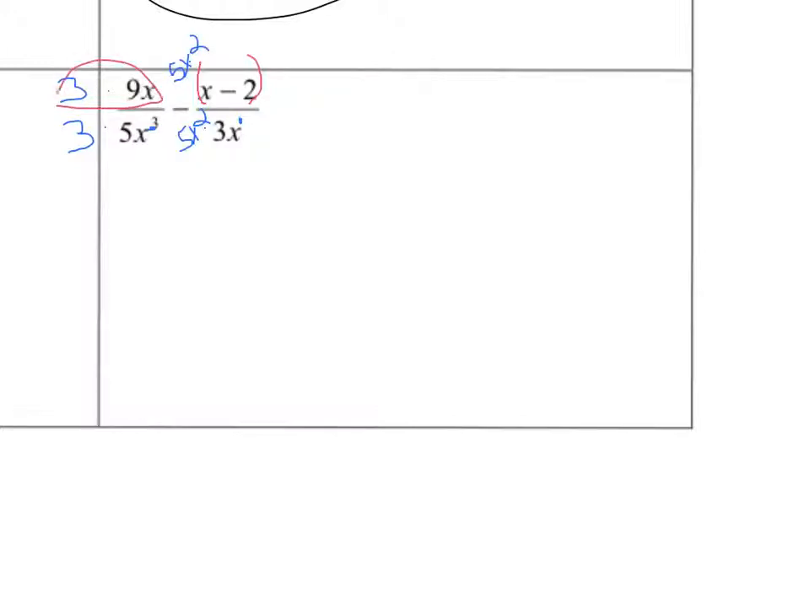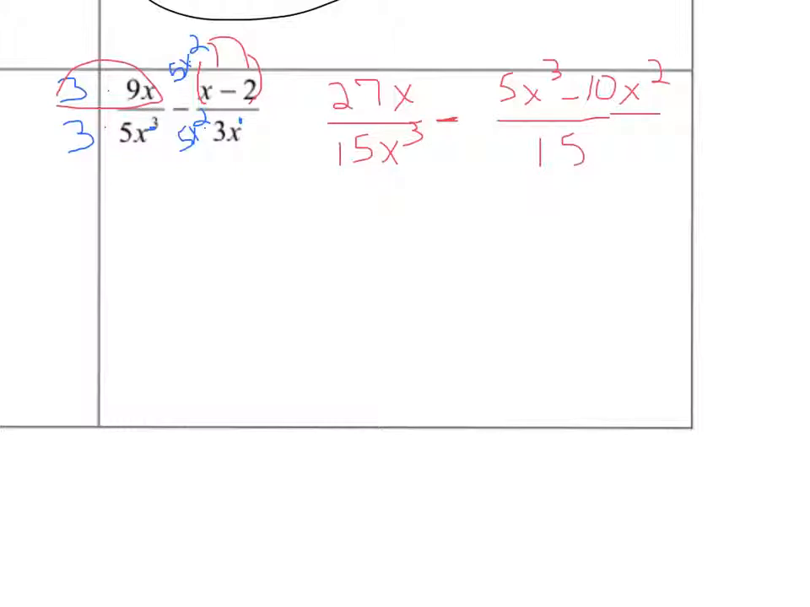So I have 3 times 9x is 27x over 3 times 5 is 15, and we still have the x cubed. And then notice something that happens. We're going to distribute the 5x squared to both values in the quantity. I'm going to keep the minus sign right here for a minute. So I distribute 5x squared to x, and I get 5x cubed. 5x squared to negative 2. So I get negative 5 times 2 is 10, and then I have x squared. The denominator is 15x cubed.